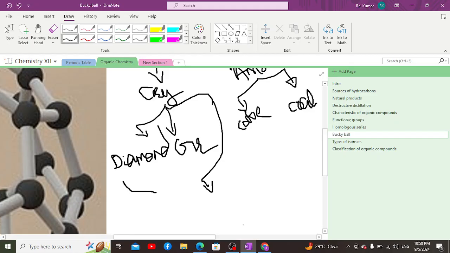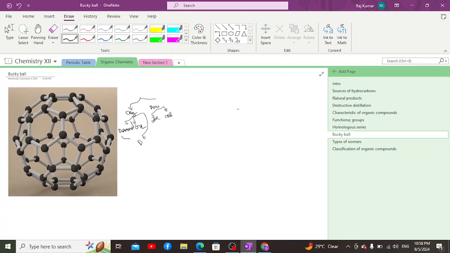When he built the dome, the geodesic dome had a structure which resembled the structure of the fullerene, which is known as the Bucky ball. That Bucky ball was named after the American architect who built the geodesic dome in Montreal, Richard Buckminster Fuller.